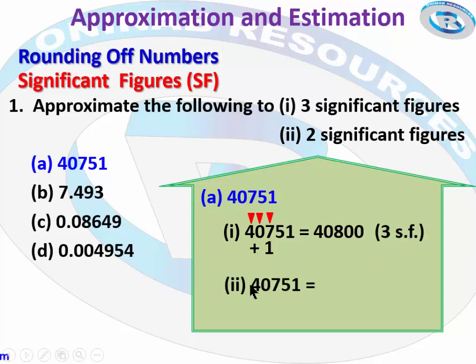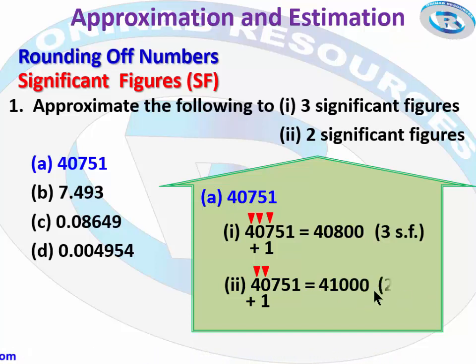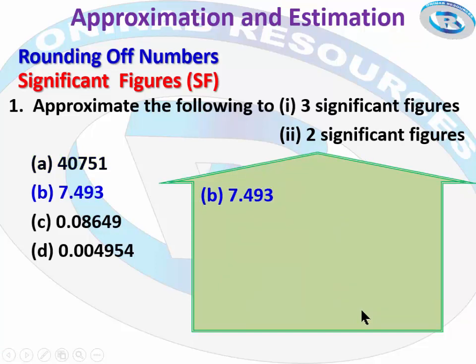So we go to the second part of A, which is 2 significant figures. We're interested in 4 and 0. Then we check the next number. The next number also is to be rounded up. Therefore, we are going to add 1 to this 0, so that we now have it as 41. The remaining 3 digits now will be returned as 0. So we now have 0, 0, 0, which gives the final answer 41,000 to 2 significant figures. So we go to B.